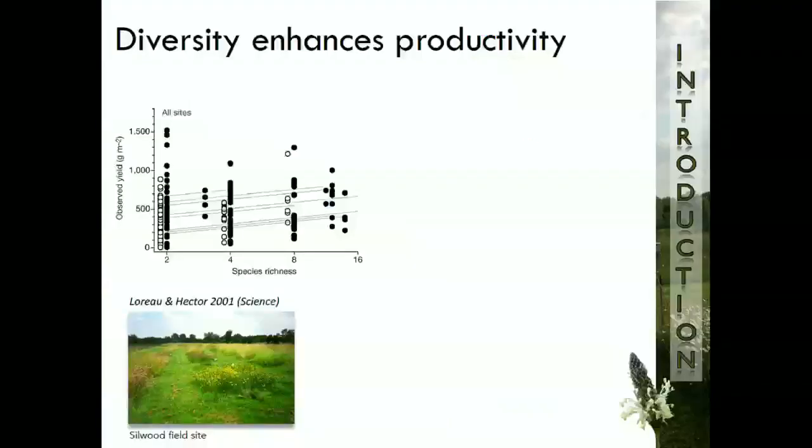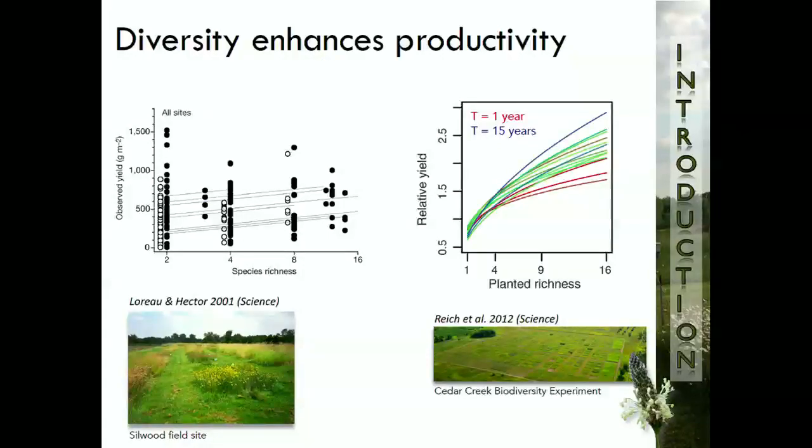So it's well known now that diversity enhances productivity. We've heard it also today a few times. In this study, in the BioDepth experiments, the scientists showed that with increasing species richness, also the observed yields or productivity in the system increases. What was also shown is that actually this positive biodiversity effect, as we call it, can increase with time. So in this other study from the Cedar Creek biodiversity experiment, they showed that again with planted richness, so increasing species richness, the yield increases, but that positive slope increases with time.